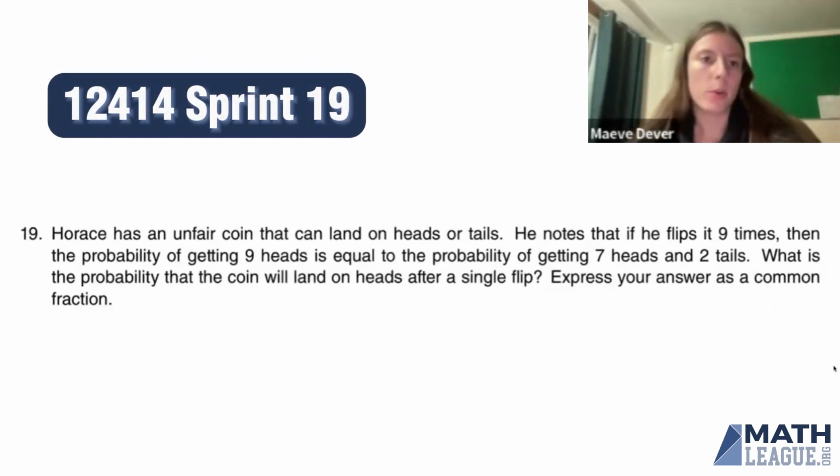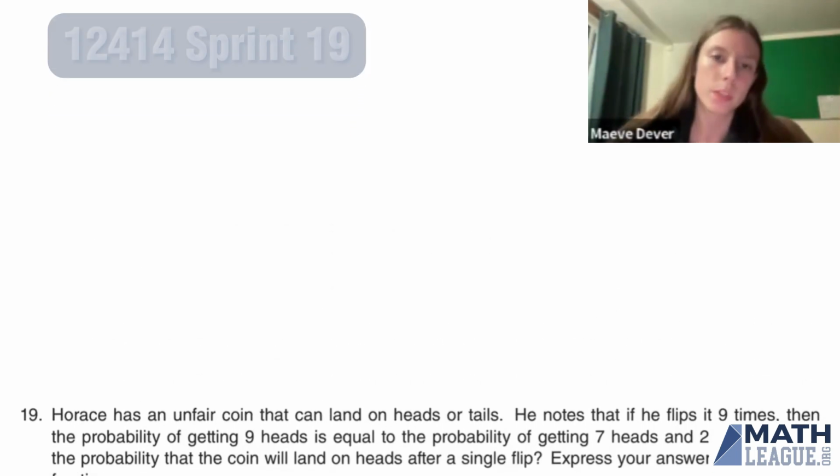All right, in this problem, Horace has an unfair coin that can land on heads or tails. He notes that if he flips it 9 times, then the probability of getting 9 heads is equal to the probability of getting 7 heads and 2 tails. What is the probability that the coin will land on heads after a single flip? Express your answer as a common fraction.